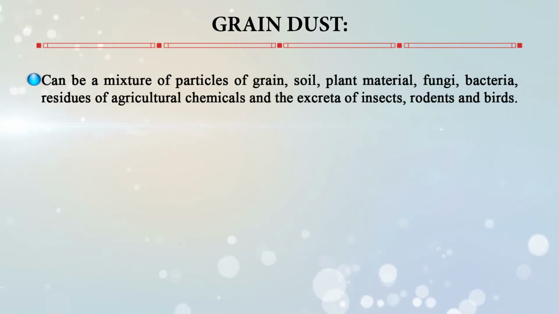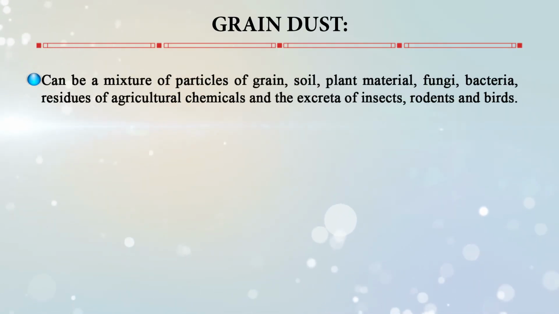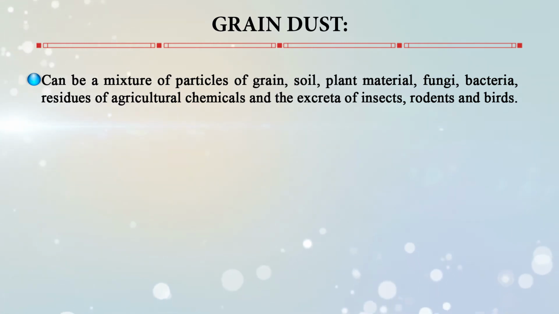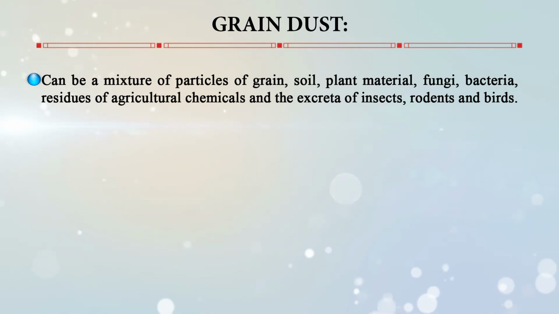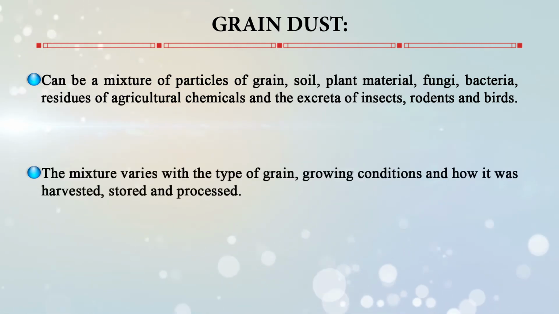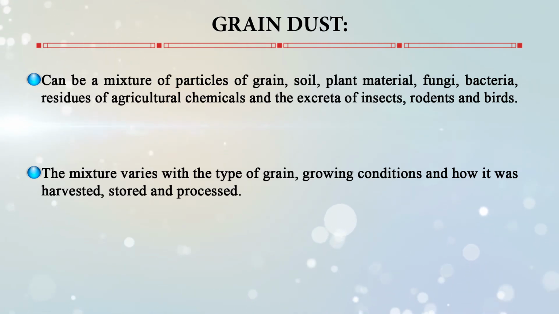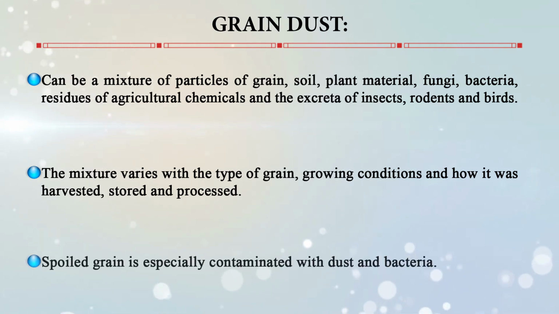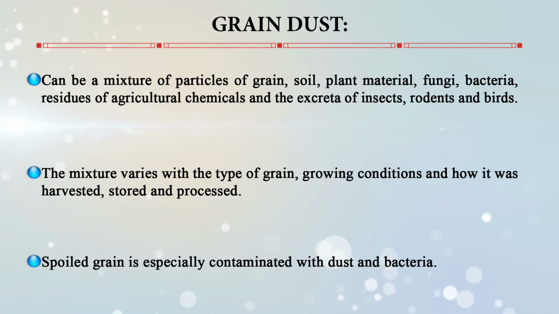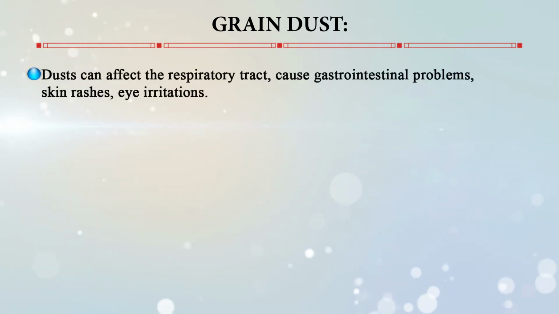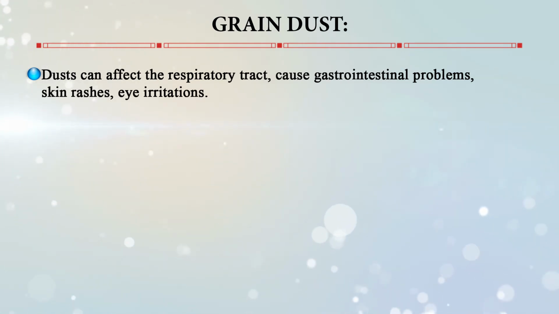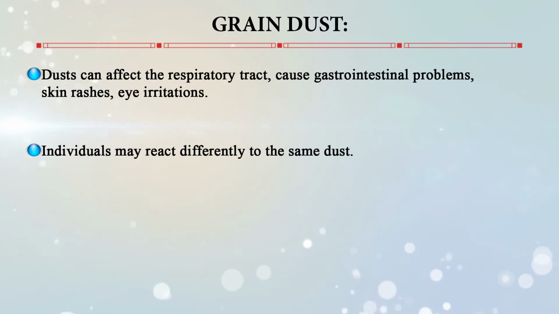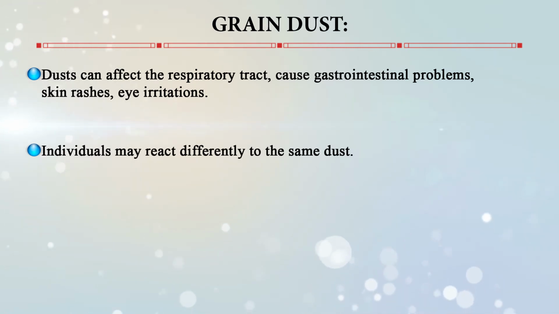Finally we come to grain dust. This can be a mixture of particles of the grain, soil, plant material, fungi, bacteria, residues of agricultural chemicals, and the excreta of insects, rodents, and birds. This mixture varies with the type of grain, growing conditions, and how it was harvested, stored, and processed. Spoiled grain is especially contaminated with dust and also with bacteria. Dust can affect the respiratory tract, and it can cause gastrointestinal problems, skin rashes, and eye irritations, and every individual can respond differently to the same type of dust particle.